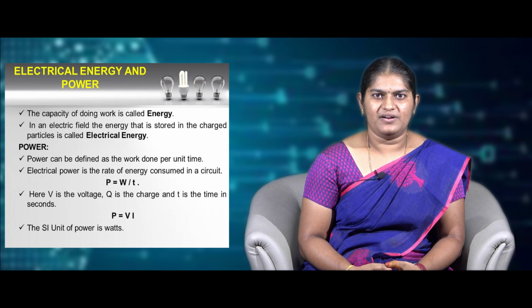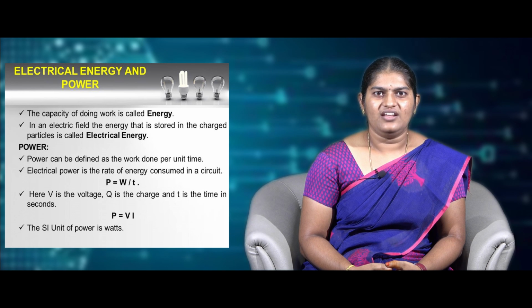In another form, power is defined as the product of voltage and current. The equation can be written as P is equal to V into I, where V is the voltage and I is the current. The SI unit of power is watt.